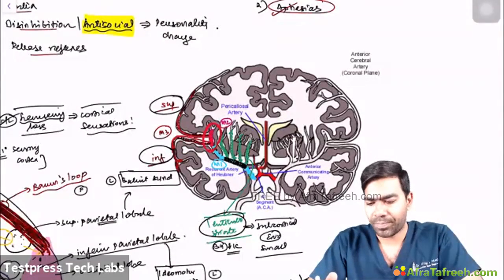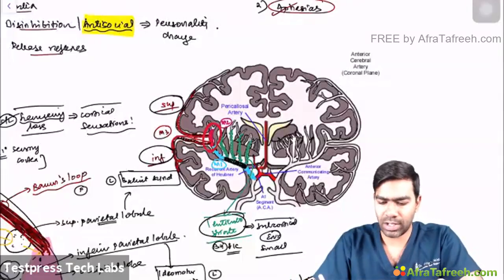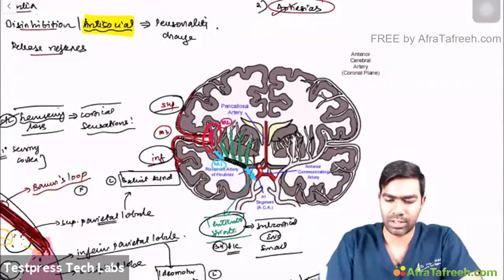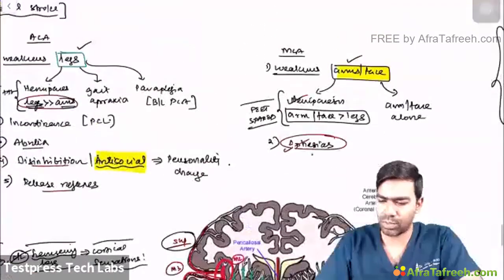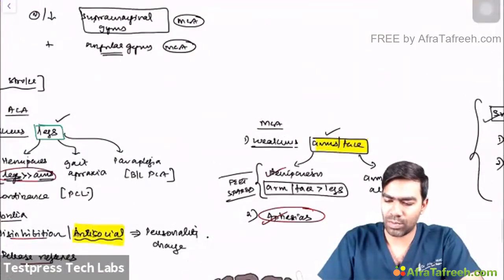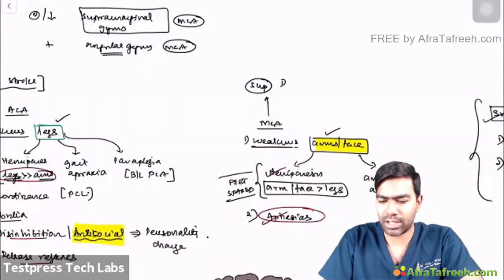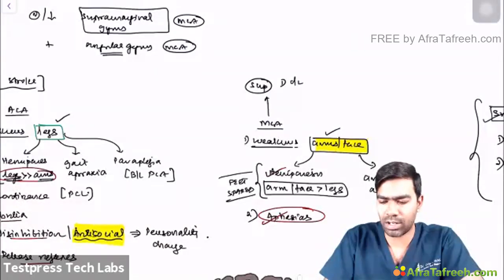But remember, whenever you have a superior or inferior division infarction, you will get some specific defects. You know what you're going to get. For example, let us assume this MCA is involving the superior division. Whenever the MCA is involving the superior division, you will typically get contralateral hemiparesis.